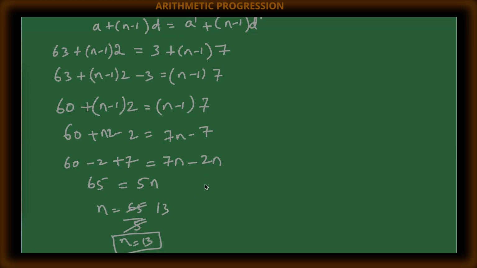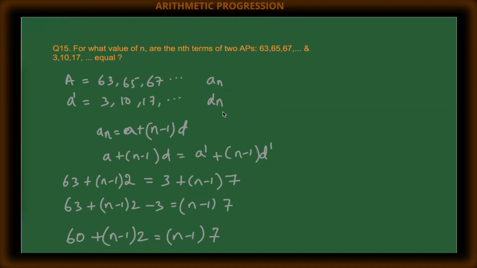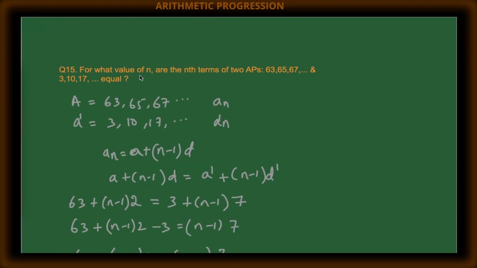So what was the n we found here? It is the 13th term of this particular arithmetic progression which will be equivalent. To find out the value you can put this into the nth term formula, but this is not being asked in the question.